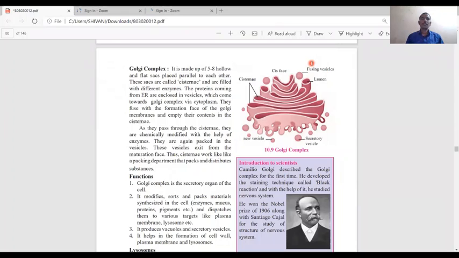Now we study the remaining important cell organelles of living things.